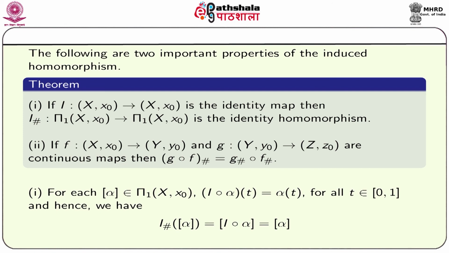Now, the second one is that if we have a continuous function f from X, x 0 to Y, y 0 and another continuous function g from Y, y 0 to Z, z 0, then we can compose them to get a continuous function g composed f from X, x 0 to Z, z 0. We can take the induced homomorphism of g composed f, and without composing them we can form the induced homomorphisms f sharp and g sharp, and then after that we compose them, we get g sharp composed f sharp. We see that they are equal.